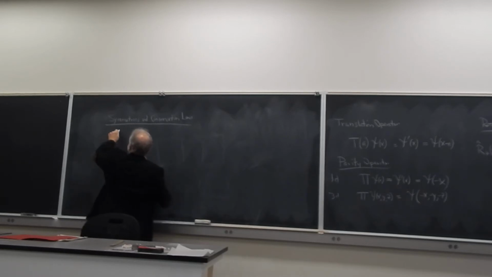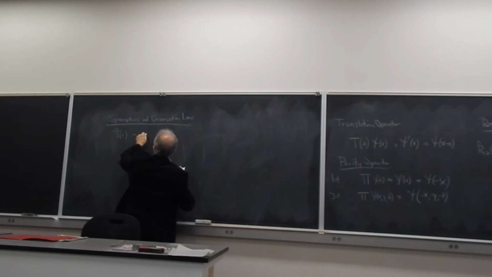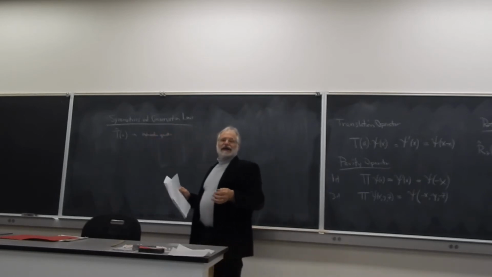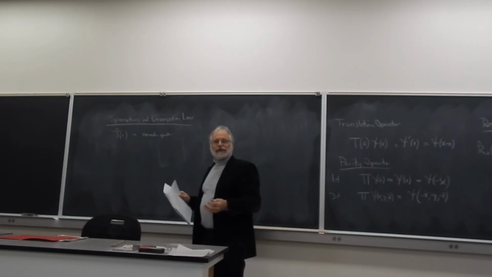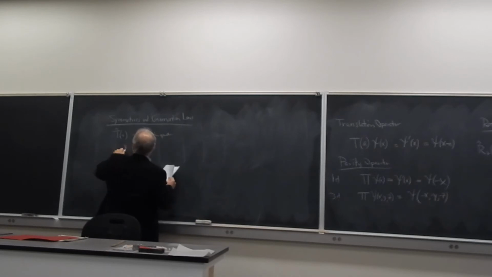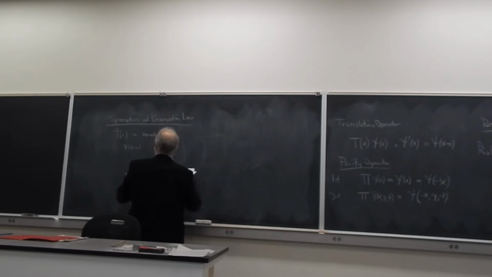Let's express my translation operator T of A in terms of a momentum operator. Remember I said at the start, we're going to find that translational symmetry implies a conservation of linear momentum. Let's see if that works. Let's replace psi of x minus A by its Taylor series.